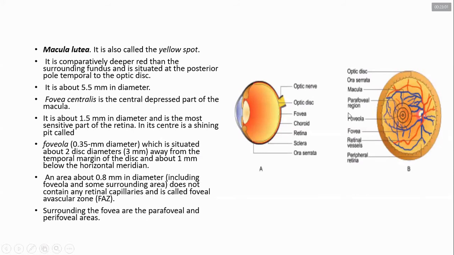It is about 5.5 millimeter in diameter. So this is 1.5, this is 5.5. So it is a larger area.